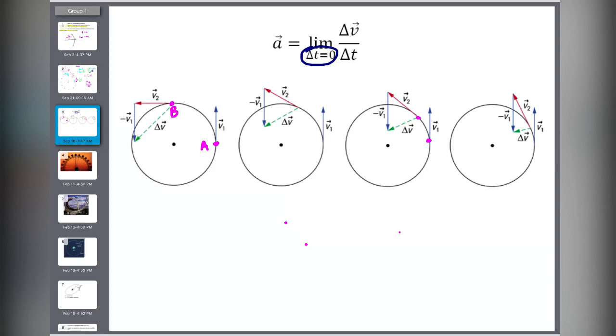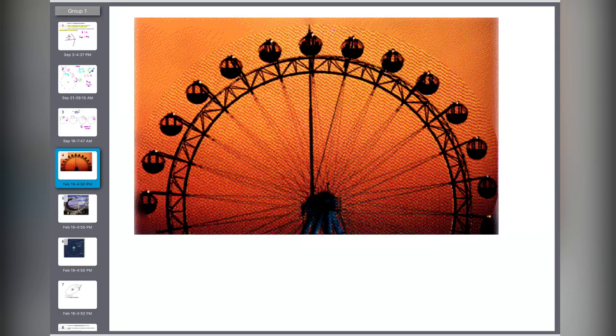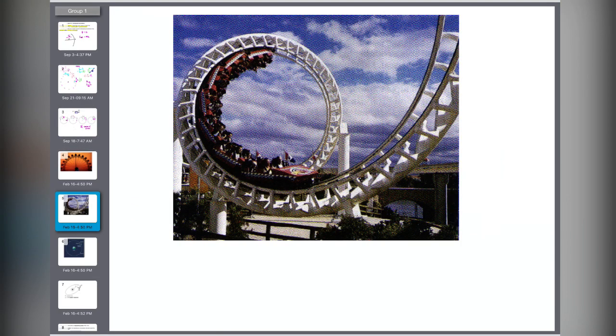So this is the start. This is point A and point B. And then they said, how about if it's point A but closer? As you move V2 closer and closer, you would see that the direction is always pointing to the center of the circle. So what they're trying to prove to you is acceleration in a circle is always pointing towards the center of the circle.